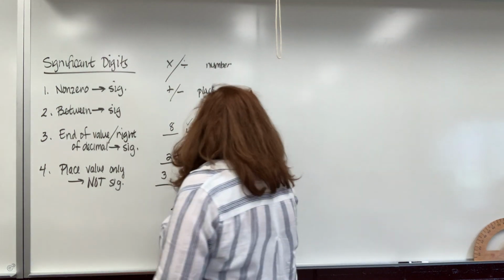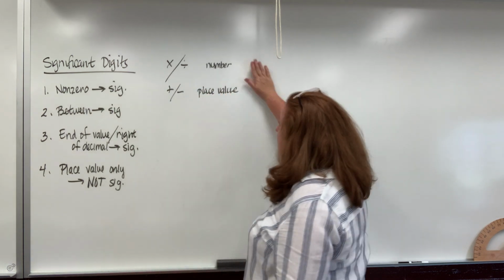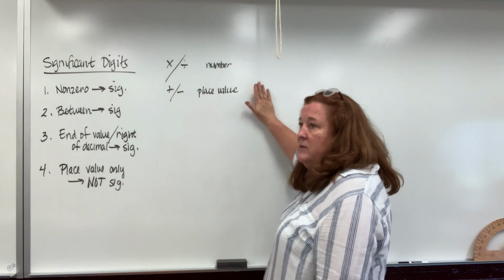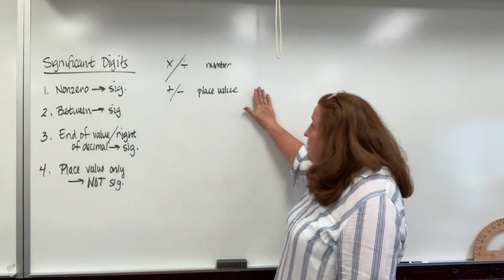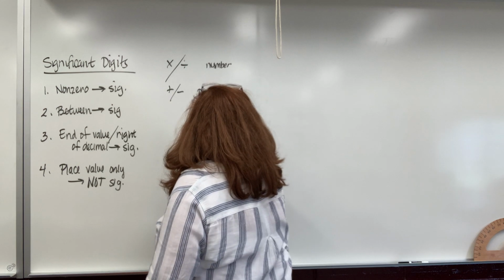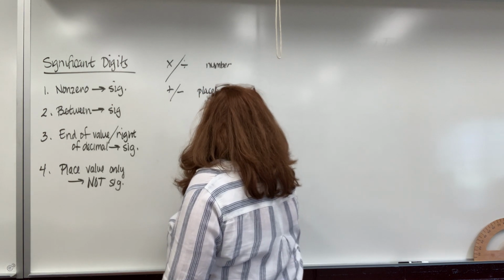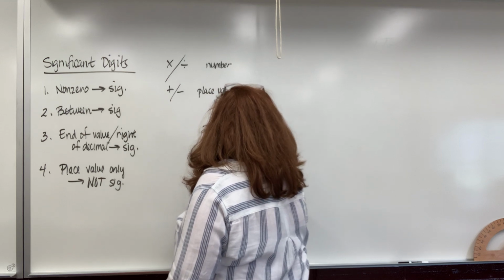And the reason that we have to figure it out is for the second set of rules. This is what you do if you multiply and divide, and this is what you do if you add or subtract. So there are rules for when you do your math. Let's take 2.74 centimeters and multiply it by 0.06 centimeters.